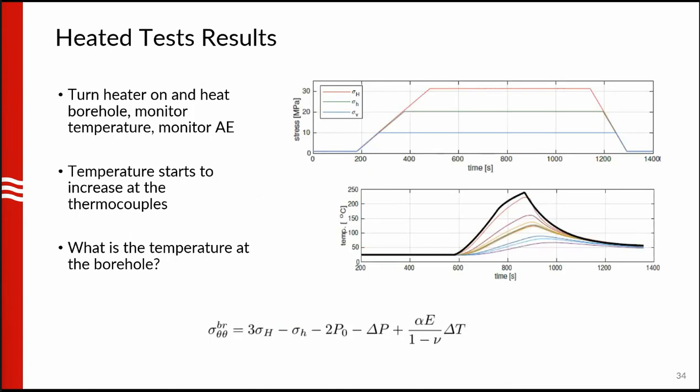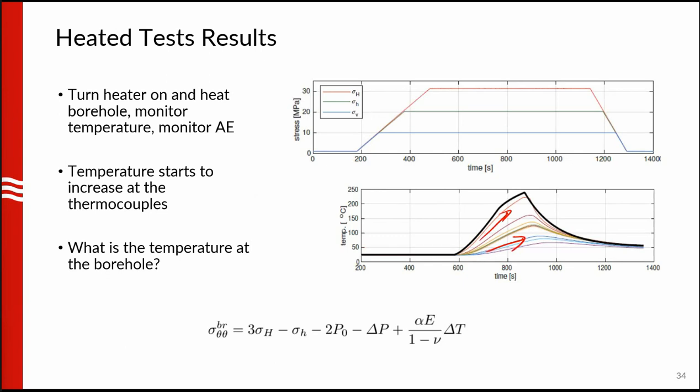So here's a result. After we turn on the heater, what you're seeing on the second plot here is the temperature data that's collected by the array of thermocouples. And sure enough, you're seeing that the temperature is increasing over time. And then as you turn off the heater, the temperature decreases, of course.